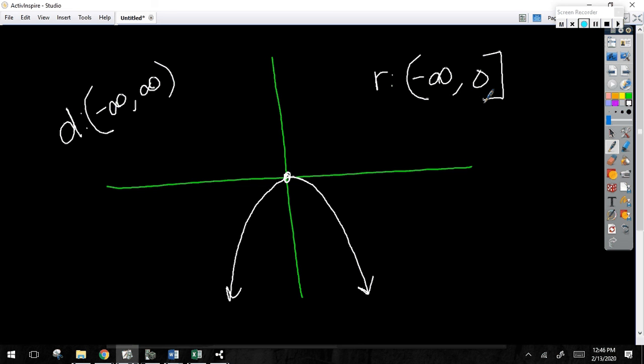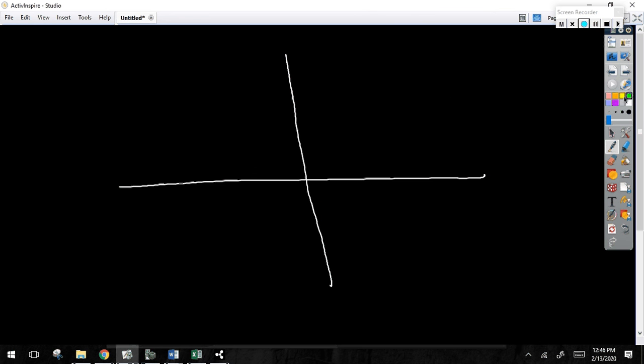Ooh, try this one. Okay. It's not supposed to cross. It's been glitching like that all day.